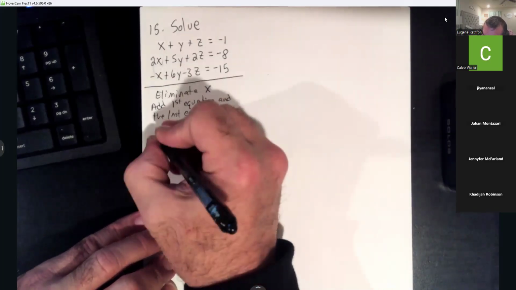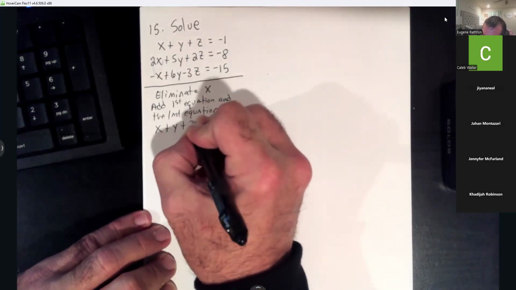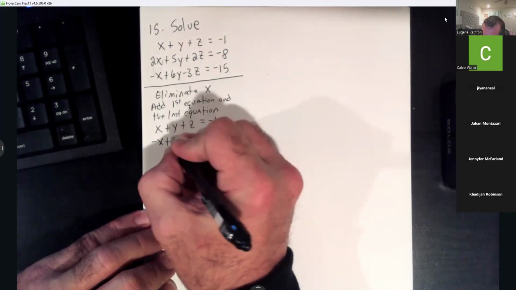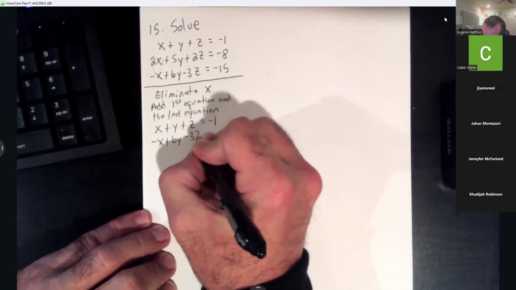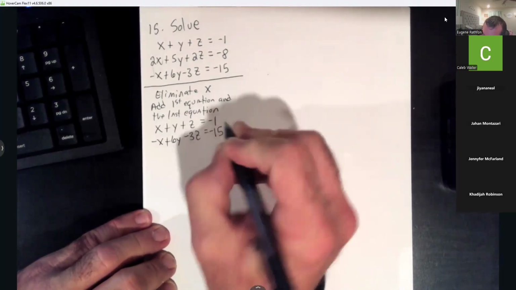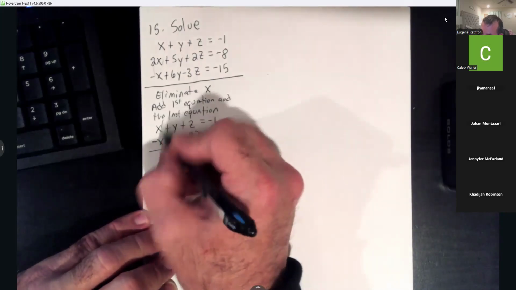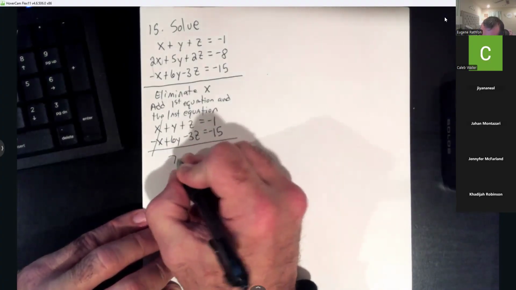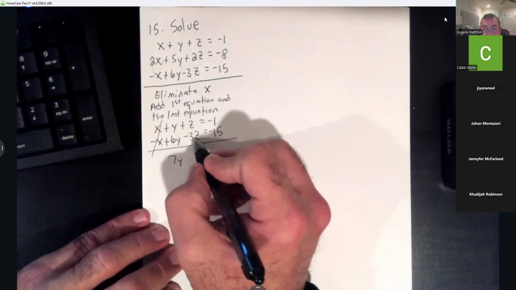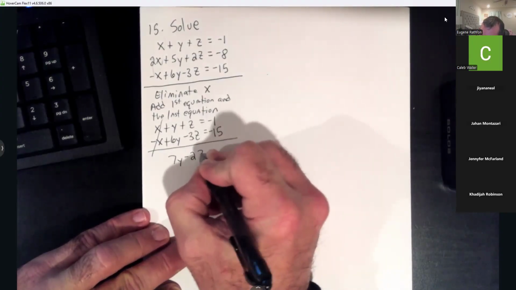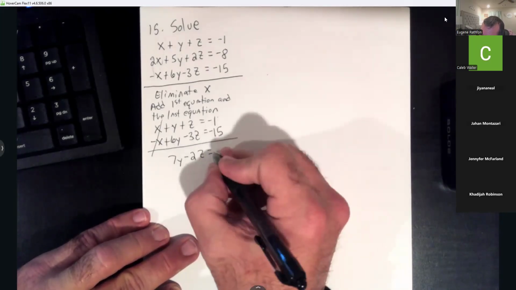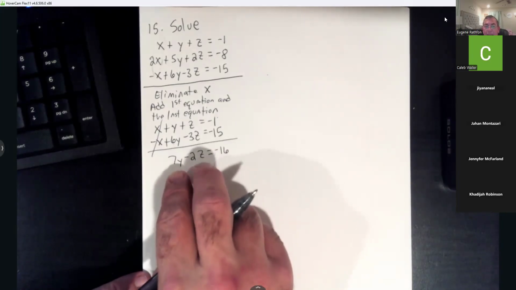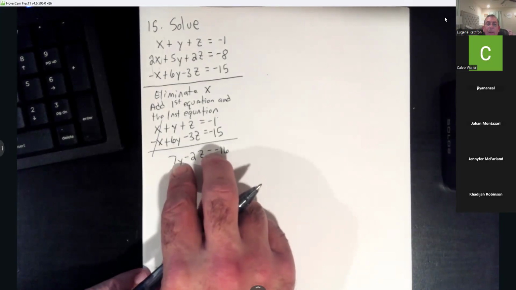All right, so the first one, x plus y plus z equaled -1. My last equation was -x plus 6y minus 3z equaled -15. Adding them together, them x's cancel. So 1y and 6y gave me 7y. 1z minus 3z gave me -2z. -1 minus 15 gave me -16. So that's the first equation I needed when I get a two variable system.